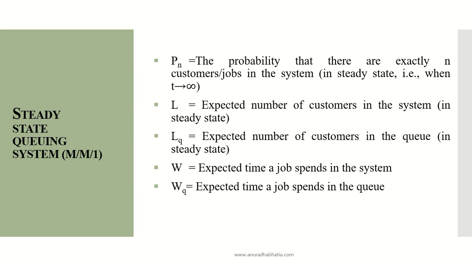P of n is the probability that there are exactly n customers or jobs in the system for the steady state, where t tends to infinity. L is equal to the expected number of customers in the system in the steady state. L of Q is the expected number of customers in the queue in the steady state. W is equal to the expected time a job spends in the system, and W of Q is the expected time a job spends in a queue.